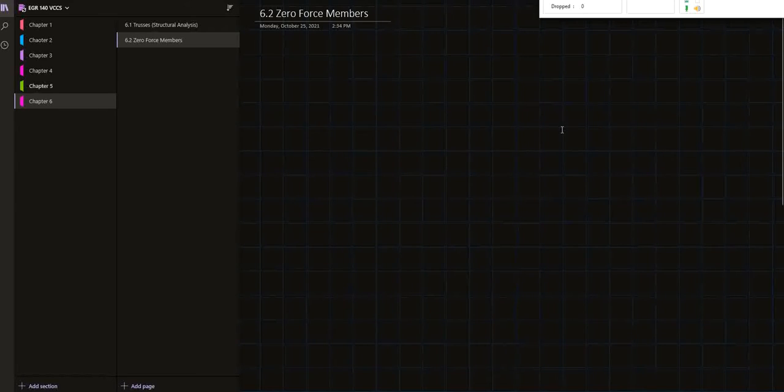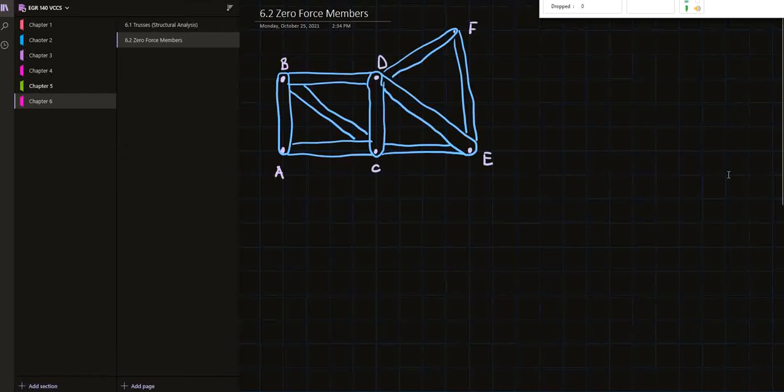Okay, now we're going to talk about zero force members. Sometimes with trusses, redundant members are added and they carry actually no load. For example, this truss is supported like so, a roller here, and a pin here. And we have a load of P here.